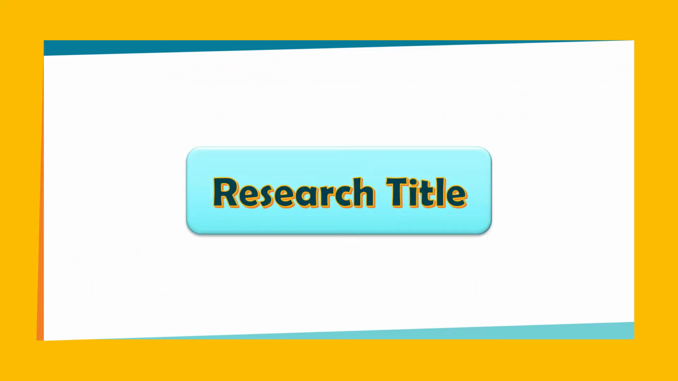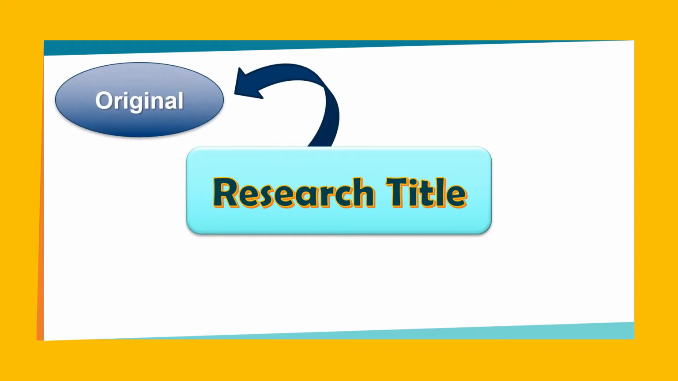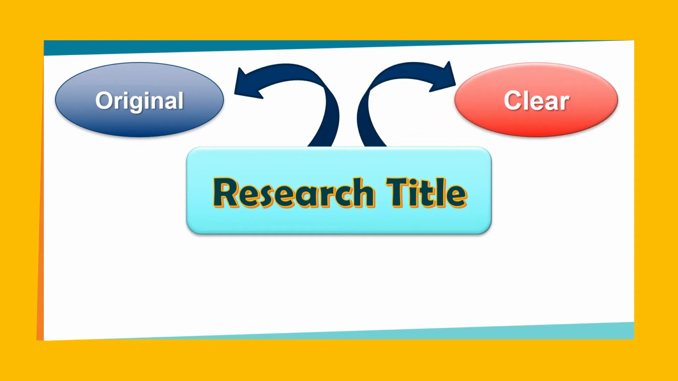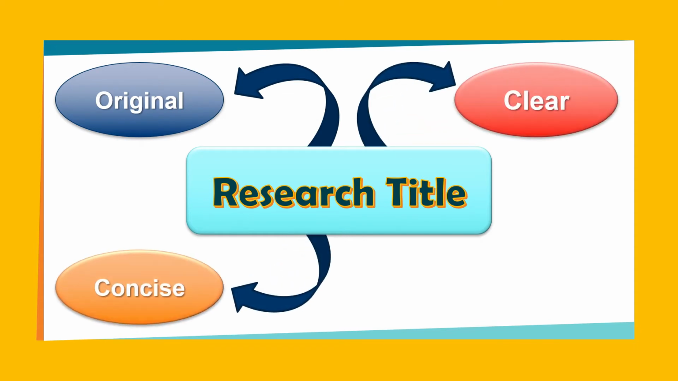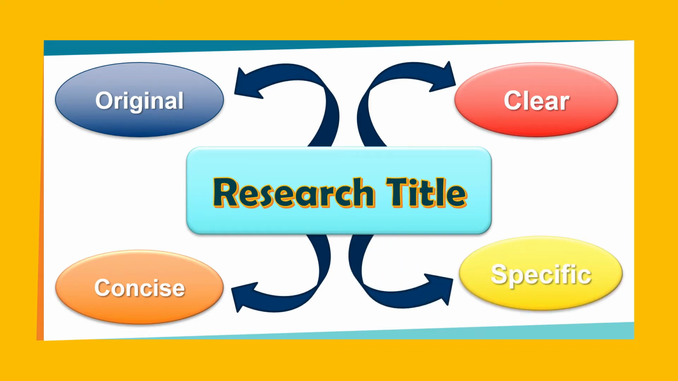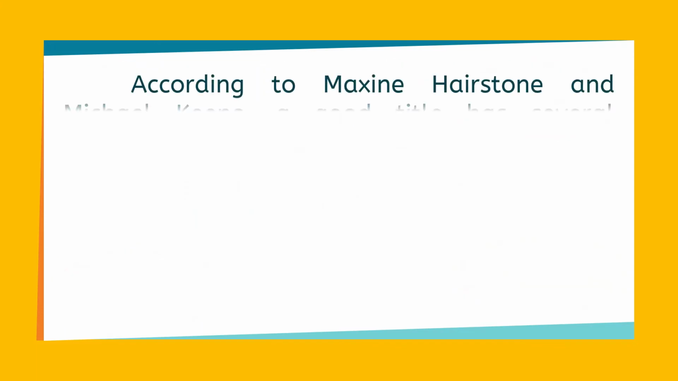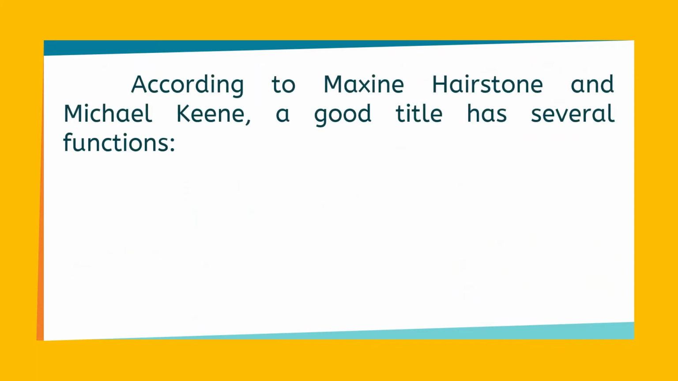In formulating the research title, make sure that it clearly reflects the topic of investigation, and it must be original, clear as to subject and scope, and concise. It should be short yet well-defined, or specific or narrowed down. According to Maxine Hairstone and Michael King, a good title has several functions. First, it predicts content. Make sure that the research title indicates accurately the subject and scope of the study.